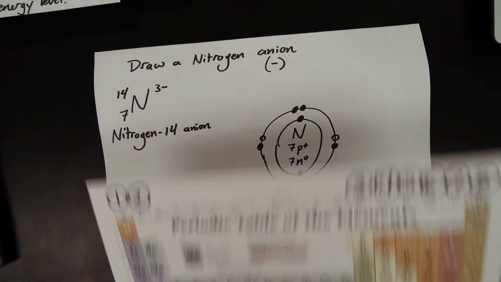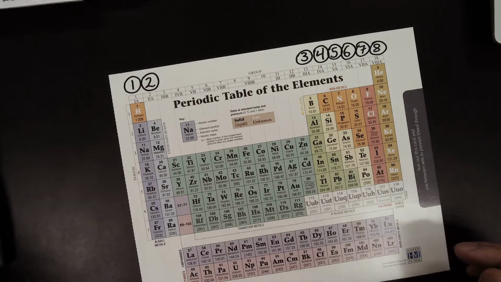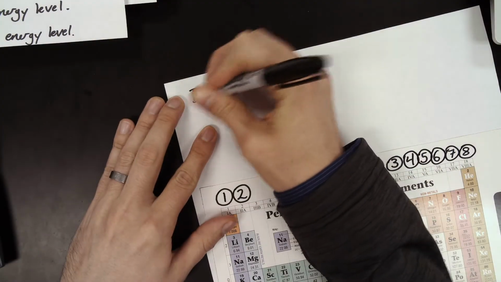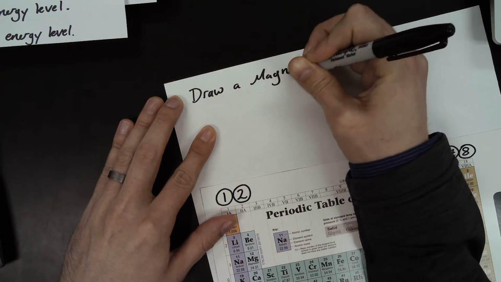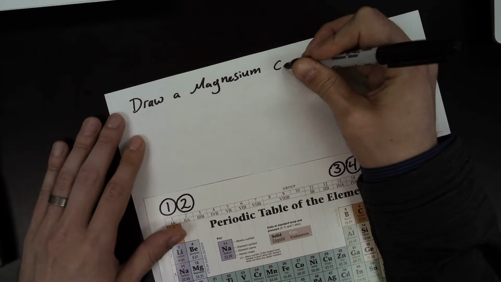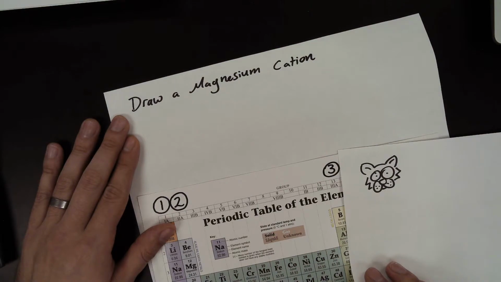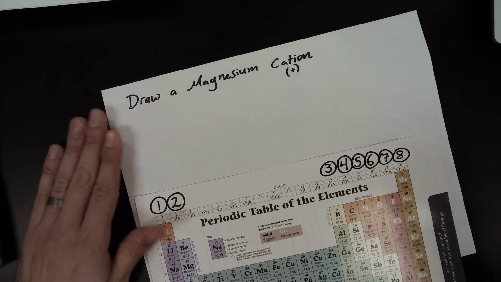How about magnesium? Element number 12. Okay, get another piece of paper here. So let's draw a magnesium cation. Okay, and cations are positive. Put a little plus sign to remind myself.